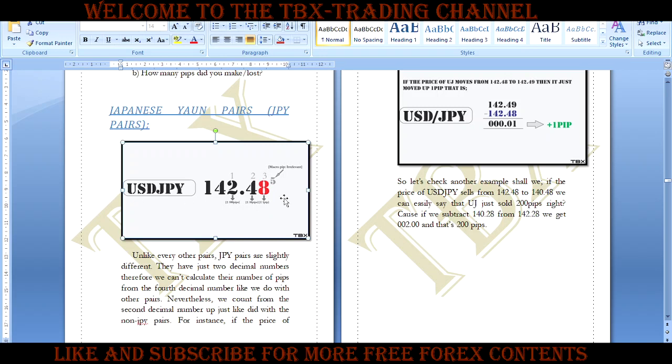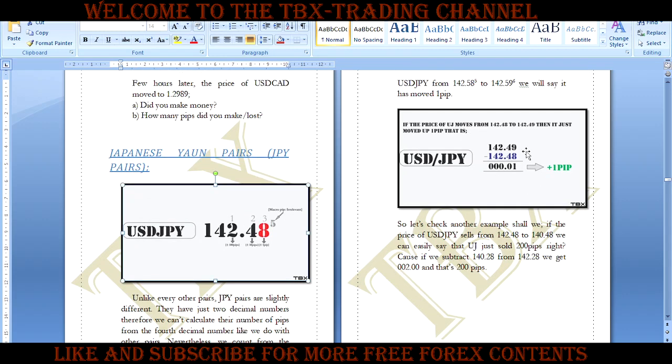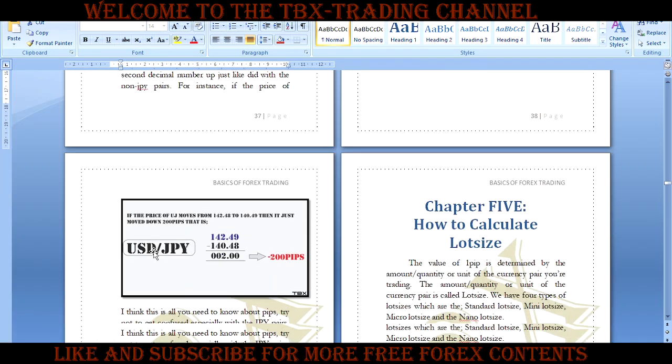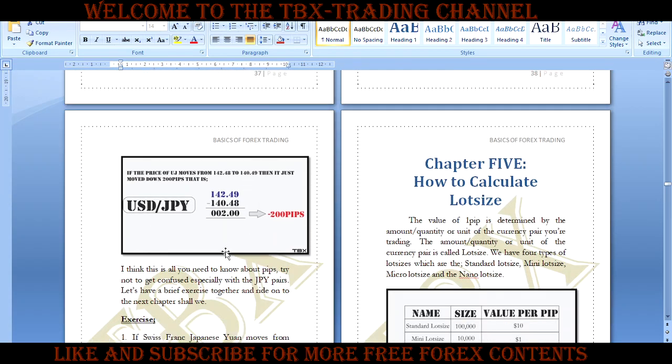You can see that it's different. So instead of counting from the fourth decimal place, we count from the second decimal place in the case of the JPY pairs. The third decimal place is kind of irrelevant. It's also a macro pip. So we start counting from the second decimal place, and that is from here. Change in this price is going to be 1 pip, change in this price is going to be 10 pips, and change in this price is going to be 100 pips. So for those of you who like math, you can see it right here.